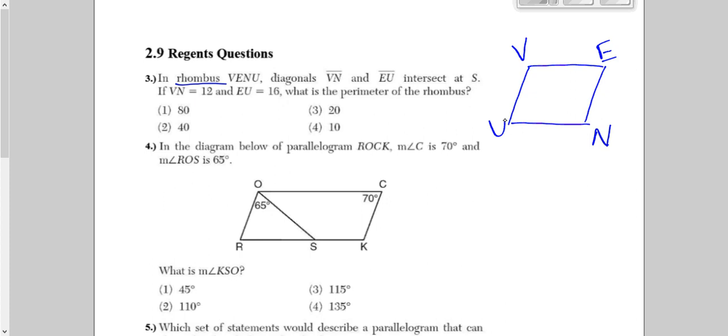And then we got the diagonals here in this rhombus. You probably need to know something about rhombus diagonals. They intersect at S. Call that S. Then VN is 12. So what does that make each one of these segments? 6 and 6. And what are these two segments? 8 and 8. And what do they want? The perimeter of the outside. So the Pythagorean theorem will give us the perimeter of a rhombus.